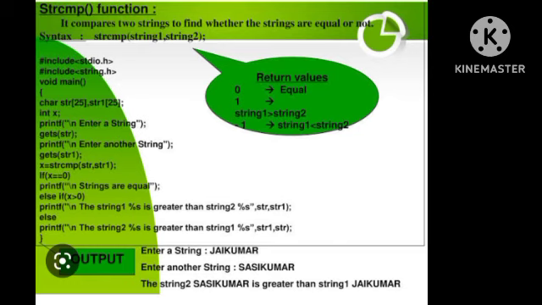Next, the strcmp function. It compares two strings to find whether the strings are equal or not. Syntax: strcmp(string1, string2). This was the program on strcmp, and this was the output. Return values are shown. Enter a string, Jay Kumar, and enter another string, Sasikumar. The string 2, Sasikumar, is greater than string 1, Jay Kumar.